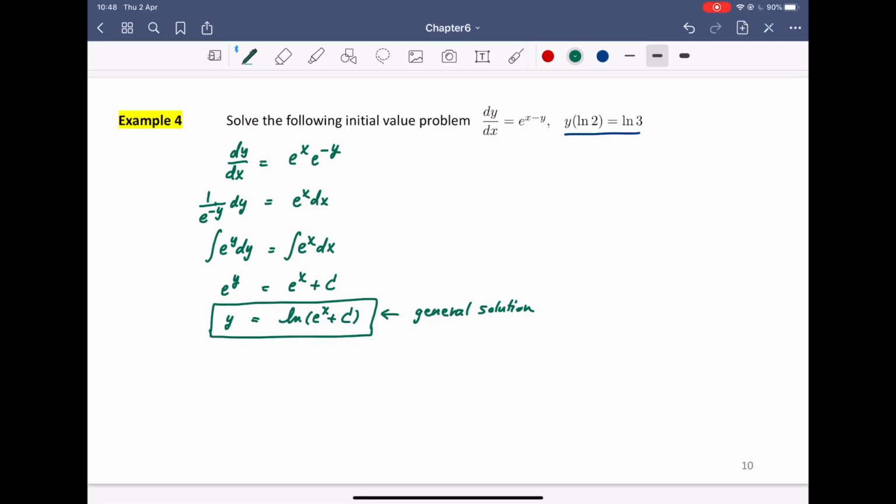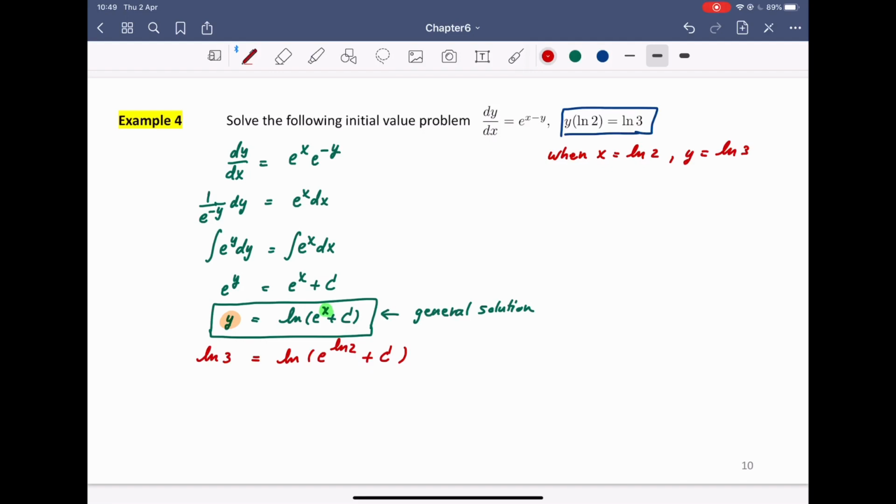But to solve the initial value problem, you have the initial condition here. So we're going to use the initial condition to solve for the constant c. The initial condition y of log 2 equals log 3 means when x equals log 2, y equals log 3. So if I replace x by log 2, I get y equal to log 3. That means log 3 equals log of e to the log 2 plus c. You can start from here and use it to find the constant c.